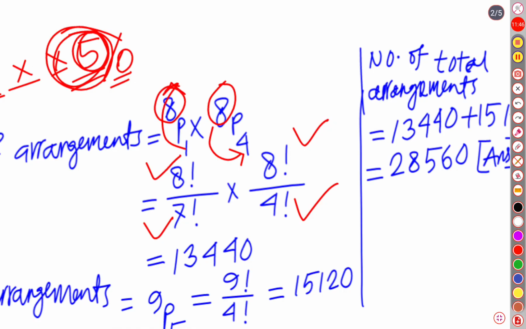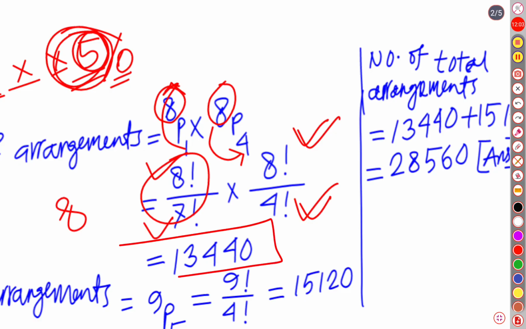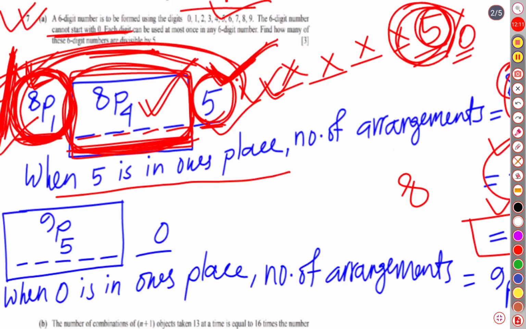If we use our calculator, this one will actually be 8. Okay, but we don't need to extend this. Actually, using your calculator you can find 8 factorial over 7 factorial times 8 factorial over 4 factorial. Using your calculator you will find 13,440. Now this was the only one case, when in the ones place there was 5.